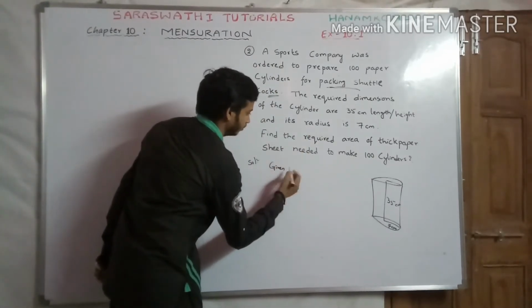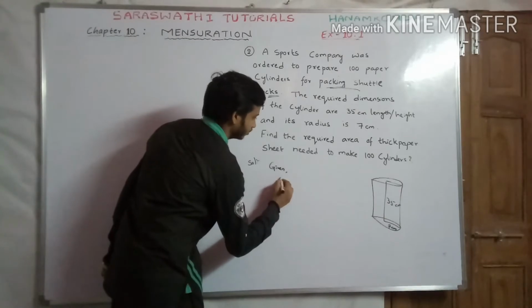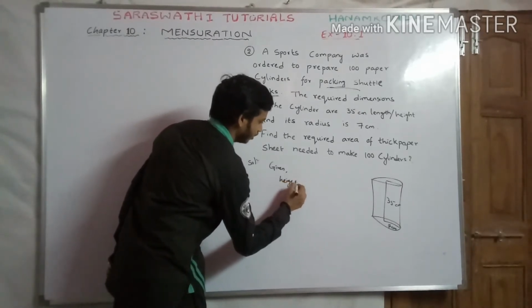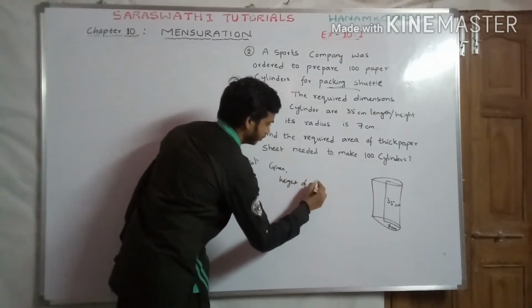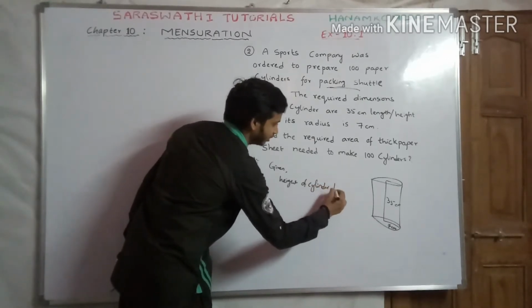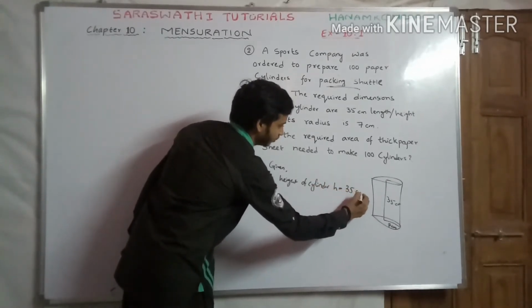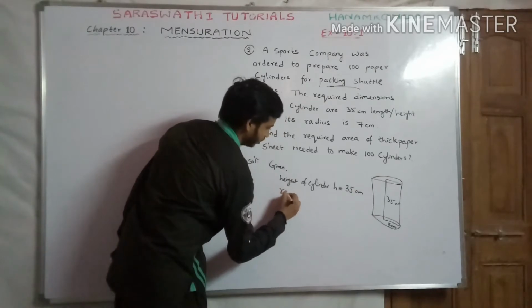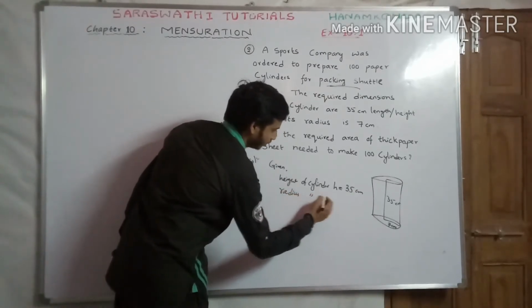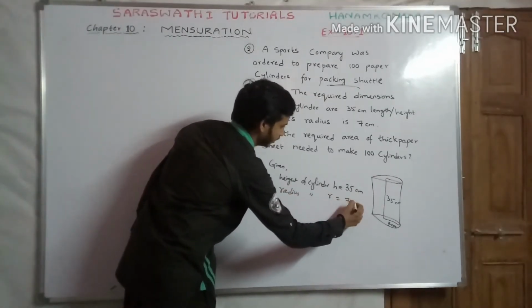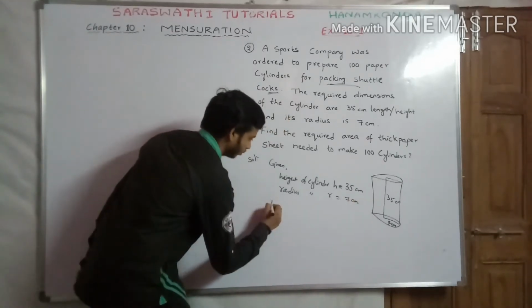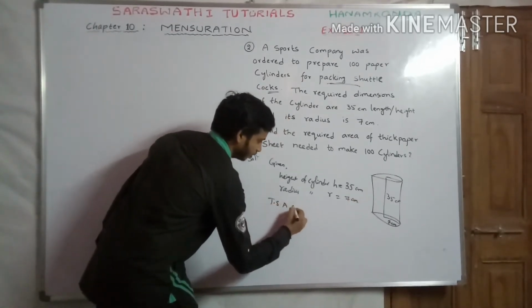Okay, so given the height of the cylinder h equal to 35 centimeters, and the radius of the cylinder r equal to 7 centimeters. Okay, so the total surface area of the cylinder.